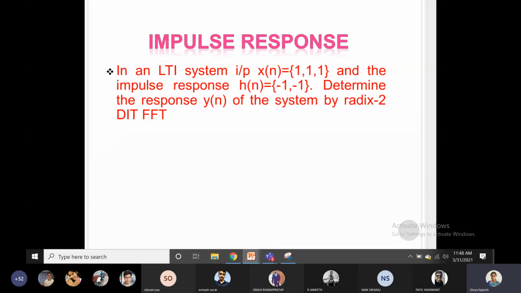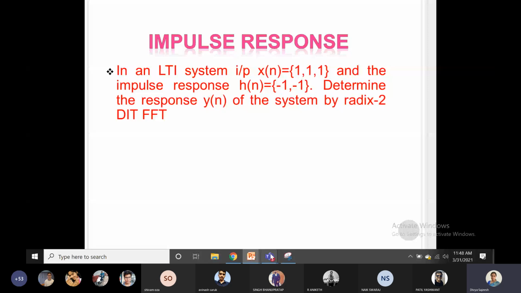Even if you don't understand it in the theory part, while we do this numerical you can understand it better. Those who have not understood what is told in the theory part, let us do the numerical, then things will be clear to you. So given to you a linear time invariant system with input x of n equal to 1, 1, 1 and the impulse response 1, -1. Determine the response of the system by radix-2 DIT FFT method.